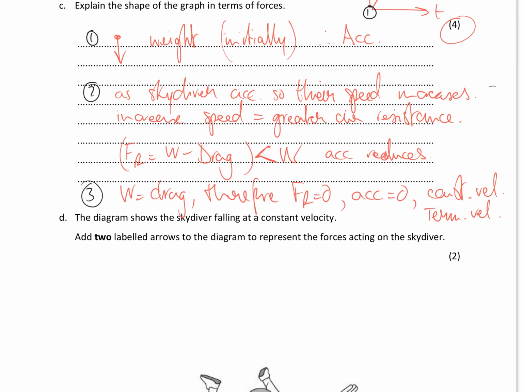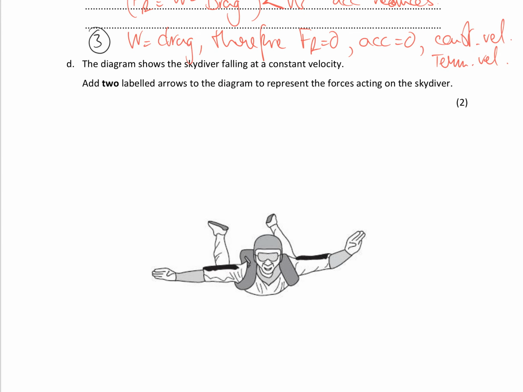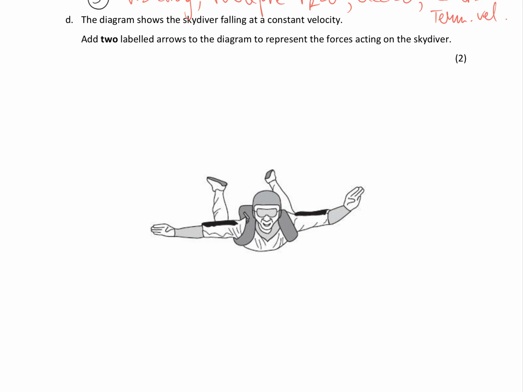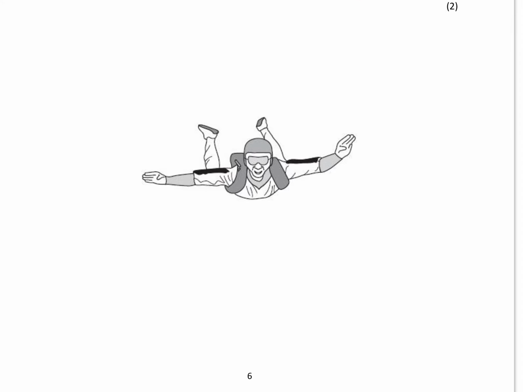Good. Next one. Draw the labeled directions at a constant velocity. You're looking for the 2 labeled arrows representing the forces. And remember, with these, you should always write down the name of them. So let's do drag and weight. This should always go from the centre of mass. This should always be represented by whatever, but they need to be the same length.